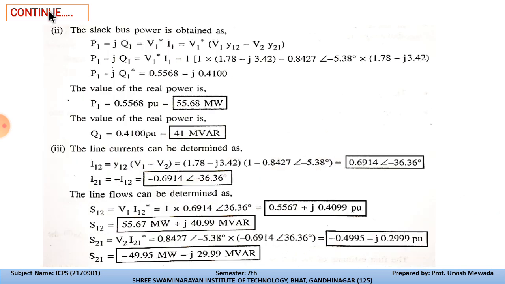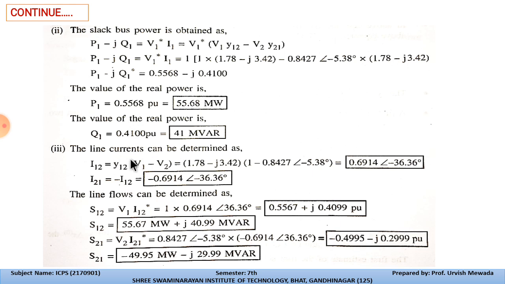Now from that we can have the value of P1 minus jQ1. This is the apparent power, so we can consider V1 conjugate times I1, and I1 is V1 Y12 minus V2 Y12. By putting in these values, we can get the value of P1 minus jQ1. The real power P1 is 0.5568, which means 55.68 megawatt, and Q1 is 0.4100 pu. This is the reactive power in MVAR of the given system.